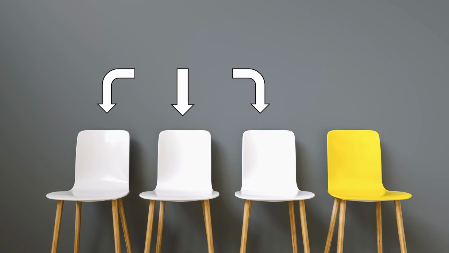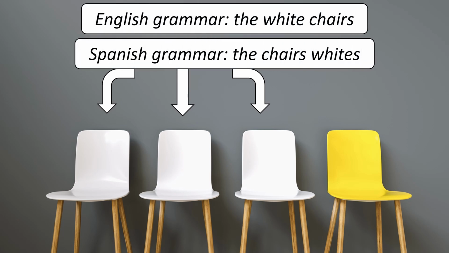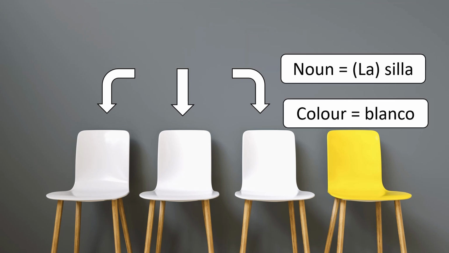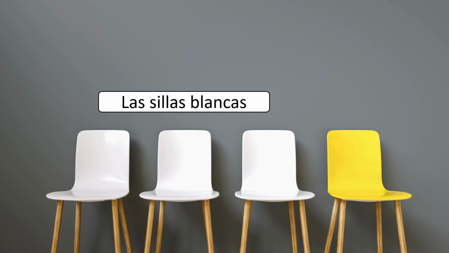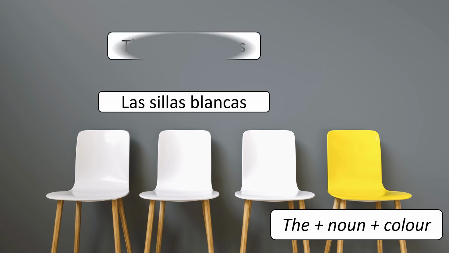The final example for this video will be these white chairs. First, think of the grammar rules. Then think what the words are in Spanish. This example is the first plural example I have shown. La becomes las. Since the words silla and blanco end in a vowel, only an S is added. So the answer is las sillas blancas.